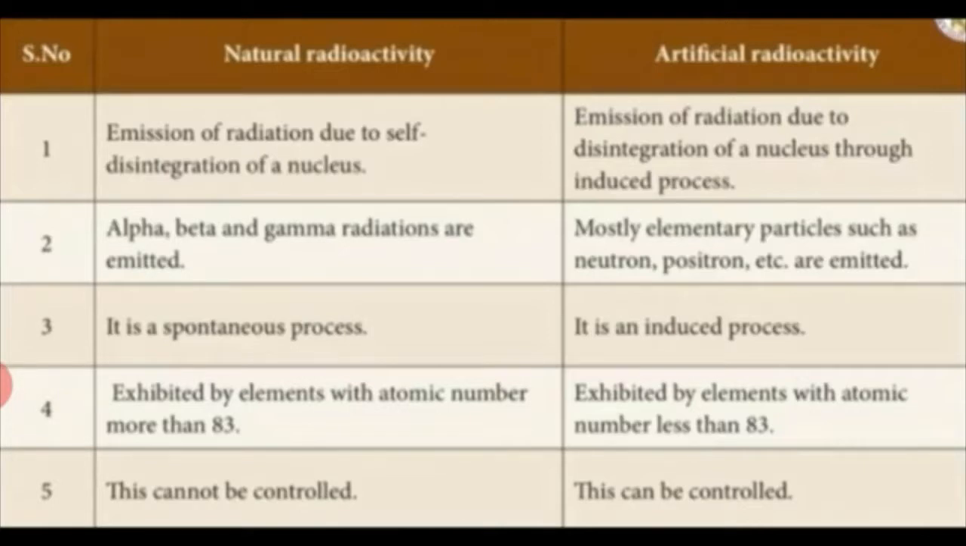Natural radioactivity is exhibited by elements with atomic number more than 83. Here, artificial radioactivity is exhibited by elements with atomic number less than 83. Natural radioactivity cannot be controlled. Artificial radioactivity can be controlled.